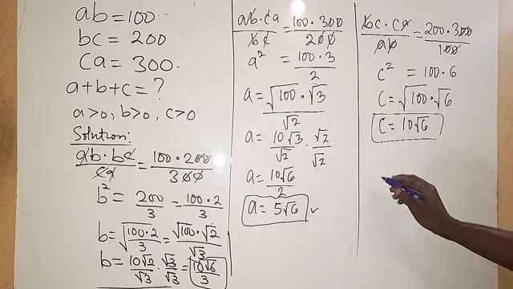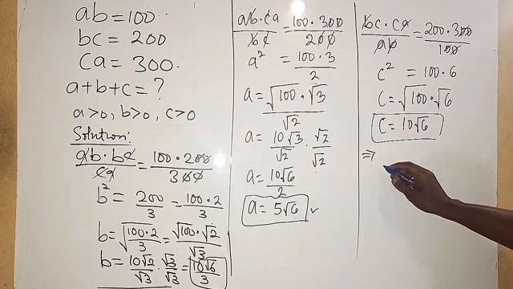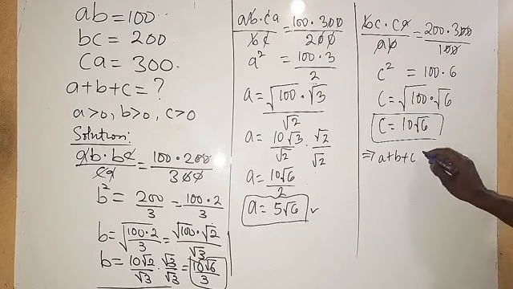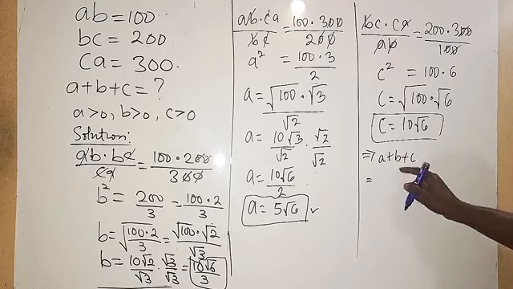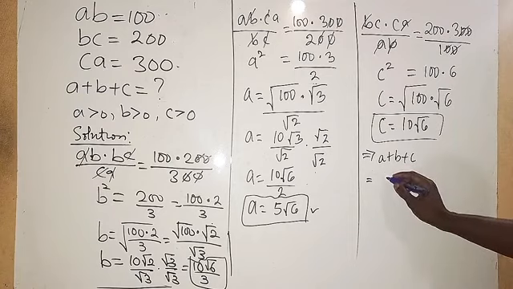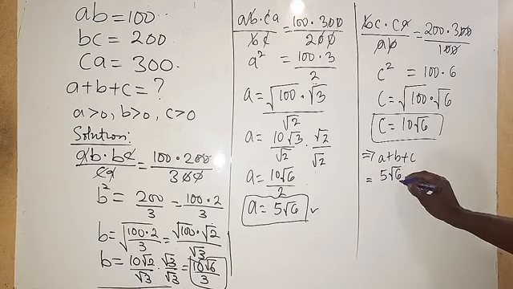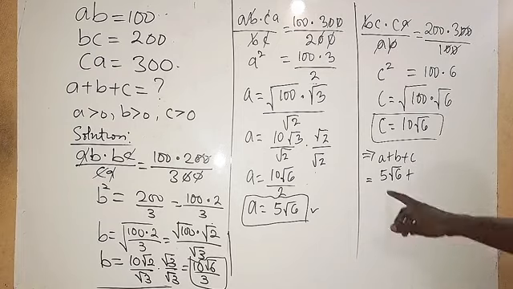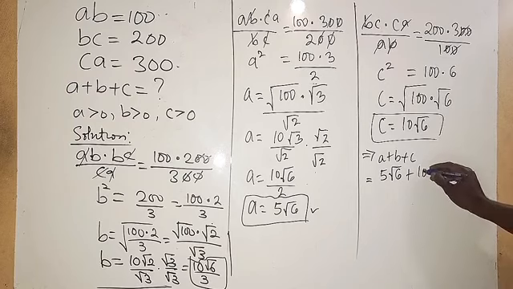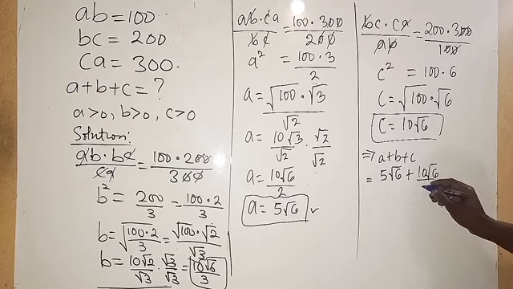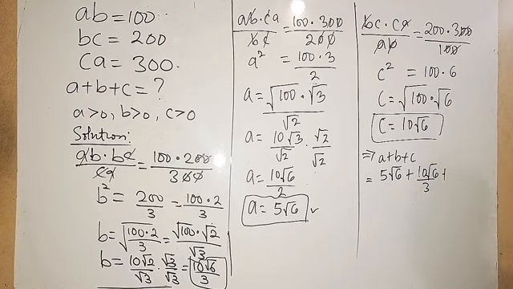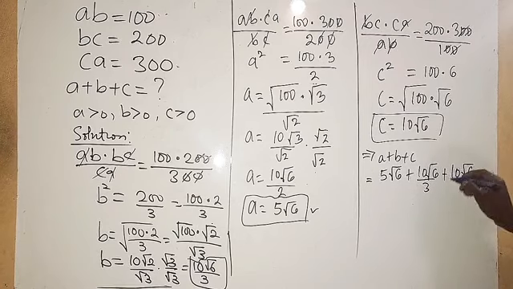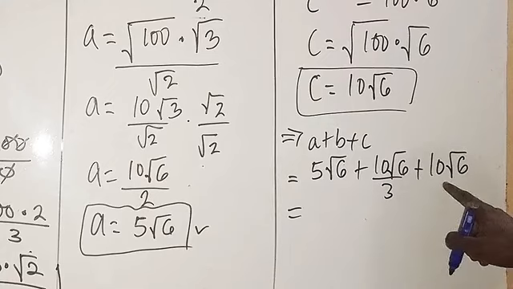Now go back to what we are looking for. Finally, we are looking for A plus B plus C. So what we are going to do here is bring all these values of A, B, and C together. A is 5 root 6, plus B is 10 root 6 all over 3, then plus C is 10 root 6. Now let's bring this and this together.